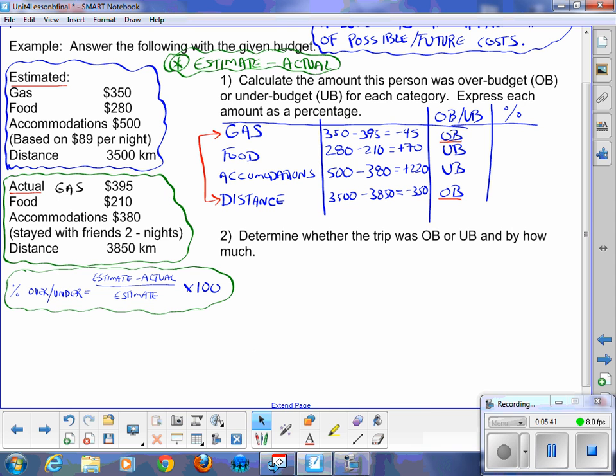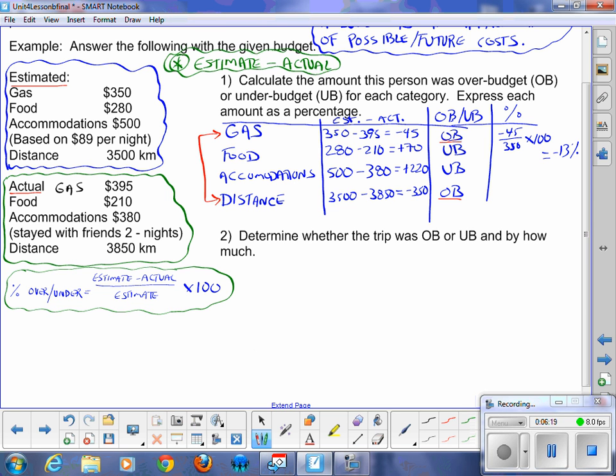So that last one is just doing calculations. I'll write the first one in. It's going to be negative 45 over 350 times 100. It's just using the formula, and that 45, estimate minus actual, is right here. I already took care of that calculation for us. So if I multiply by 100, for our gas, we were 13% over budget there. So equals negative 13%.